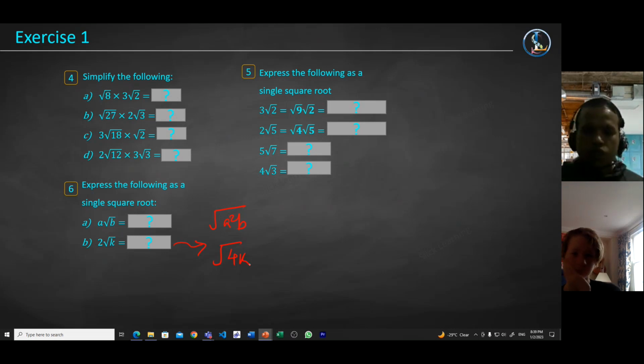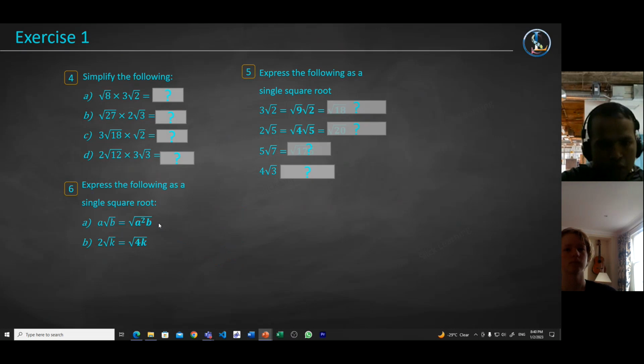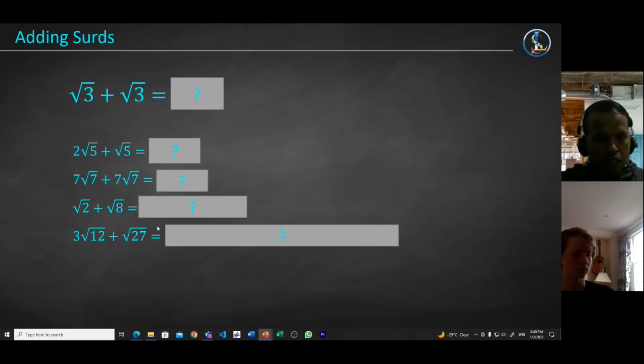So good. So these are all about surds. Depending on the question, they will be asking whether you are going to write in the simplified form or in a surd form. This one is a single square root, that is a surd form. They will be asking you to write in this form.